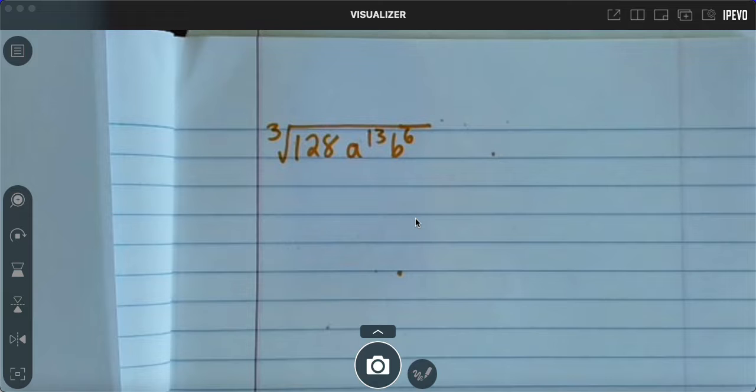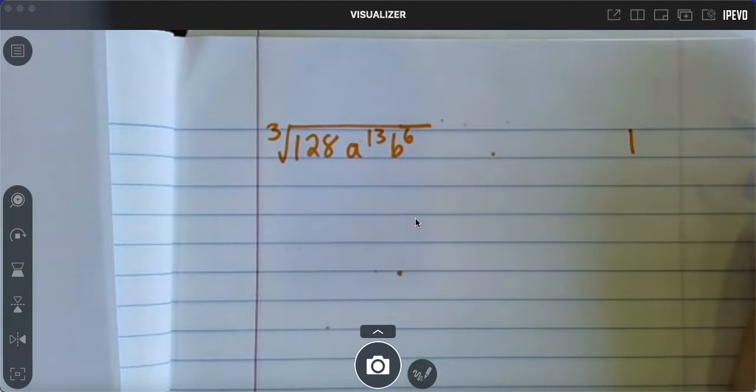The cubed root, whenever we do this one, these are not perfect cubes. Does everybody see that? 128 is not a perfect cube. 13 is not divisible by 3, but the 6 is, right? So we're going to have to work this one out a little bit different. Let's list some perfect cubes. 1 to the 3rd power is just 1. That's not going to help us.